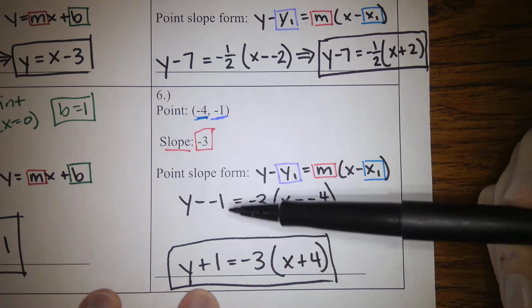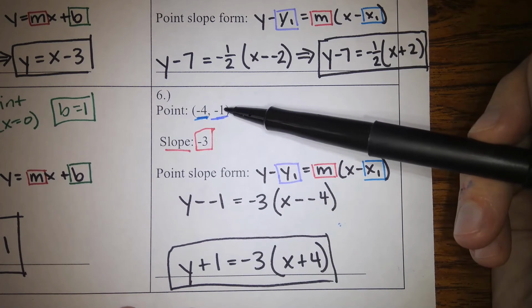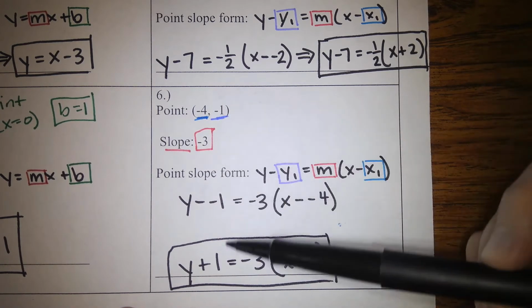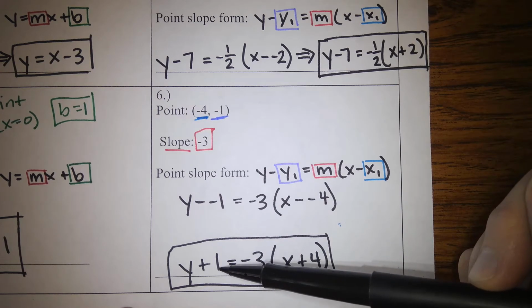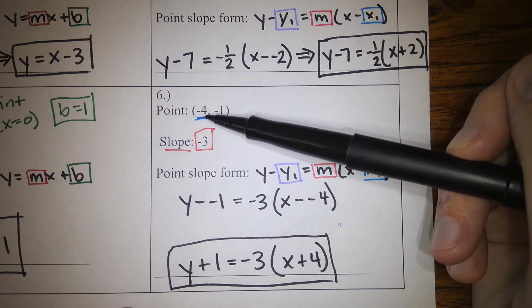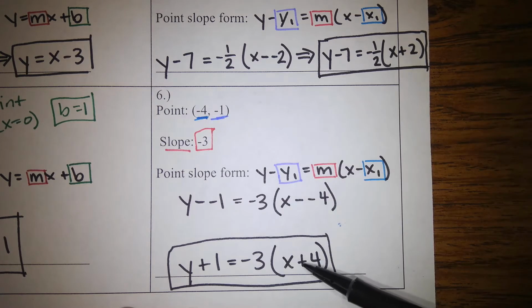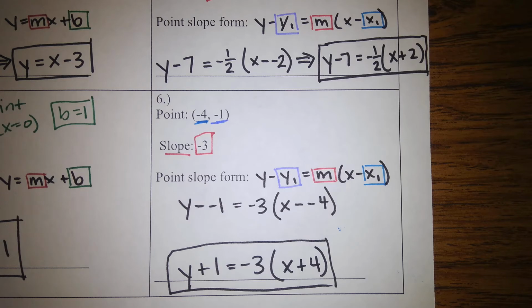And once again, we see that the signs have flipped. Our y in our point was -1, and now it's y plus 1. Our x in our point was -4, and now it's x plus 4. So this is how you would write your point-slope form.